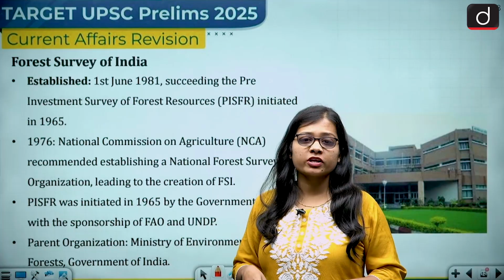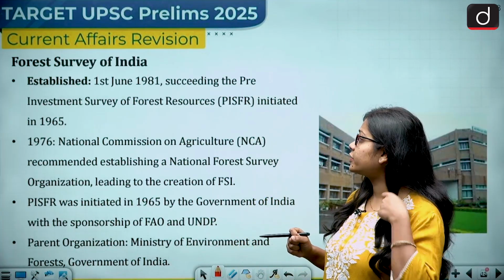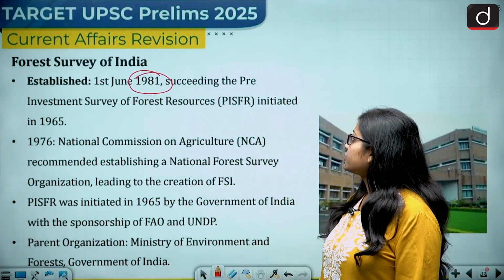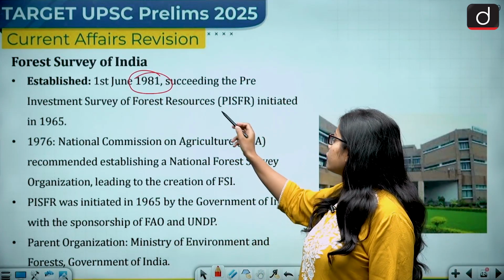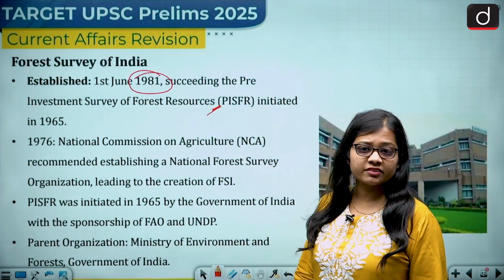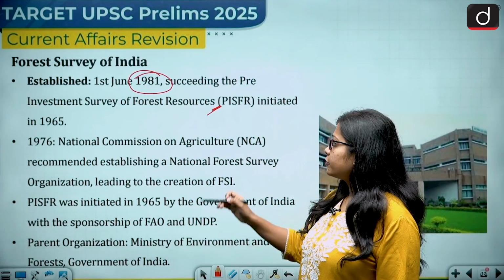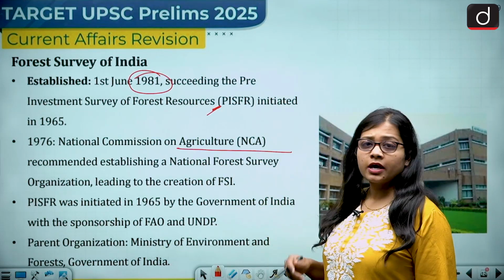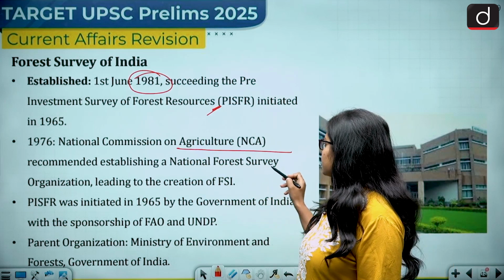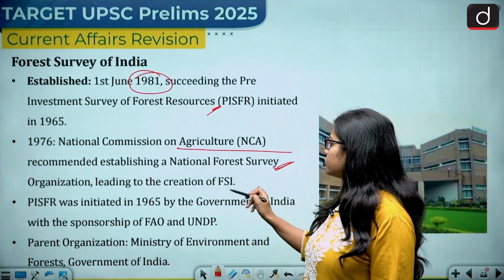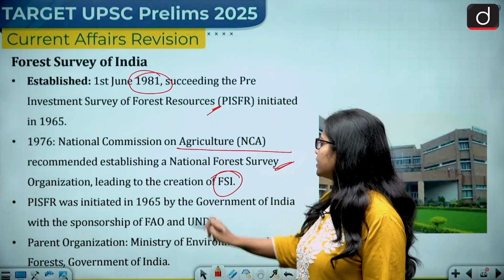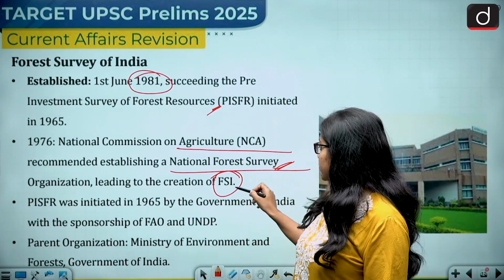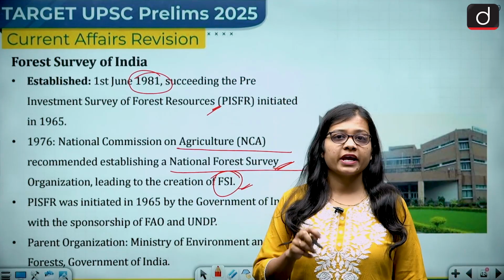Now talking about the Forest Survey of India. The Forest Survey of India was established in the year 1981, succeeding the Pre-Investment Survey of Forest Resources initiated in 1965. Then in 1976, the National Commission on Agriculture recommended establishing a National Forest Survey organization, leading to the creation of FSI.